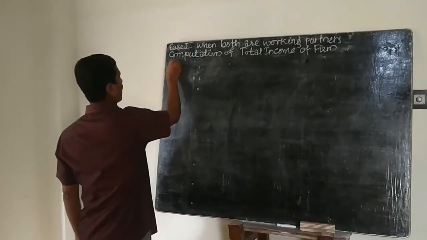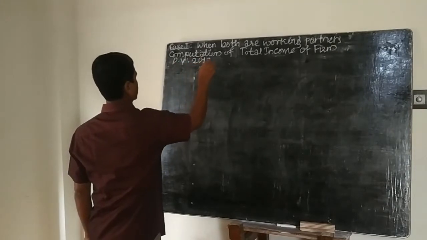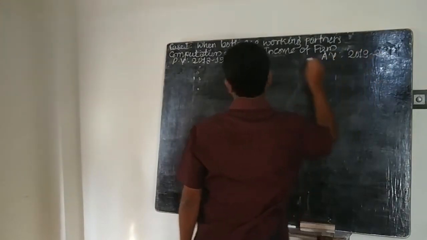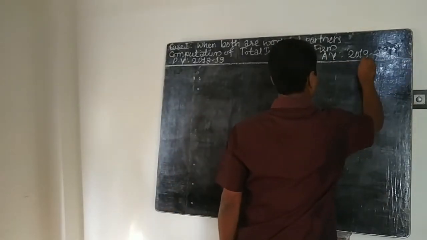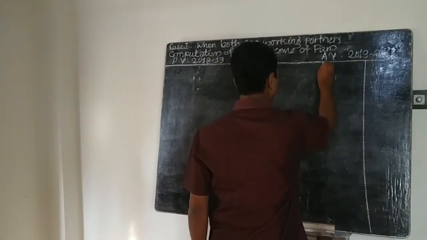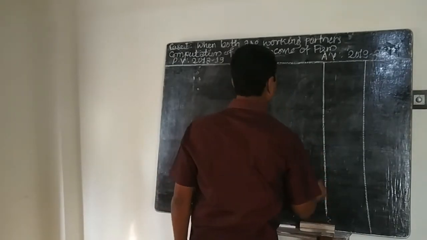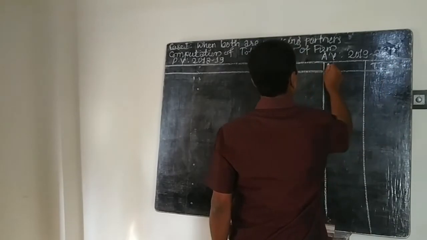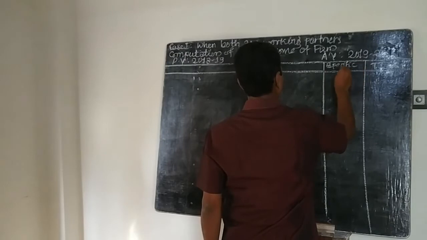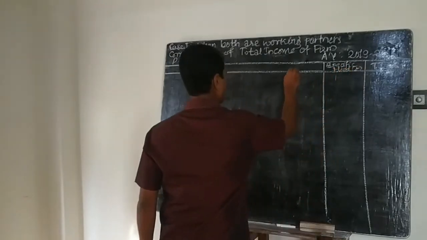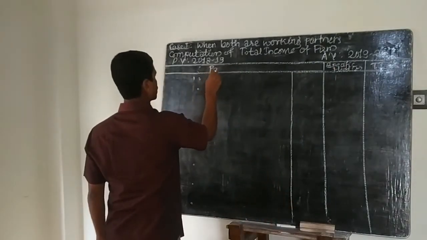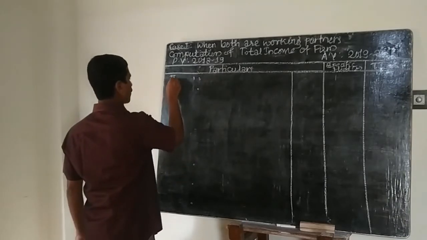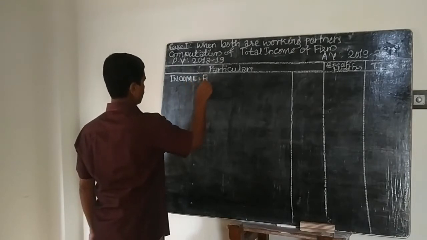Previous year 18-19, assessment year 19-20. So let us draw this column for computation of total income. This is for the specific head income column. I'll write here total income, specific head income column. So now income from business.